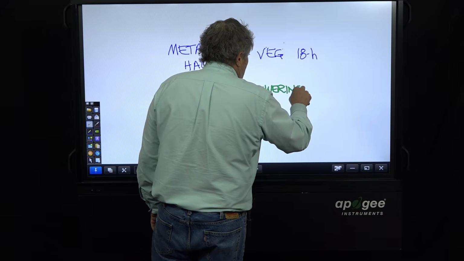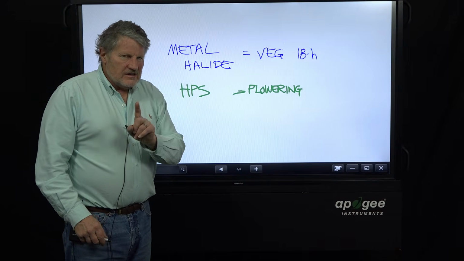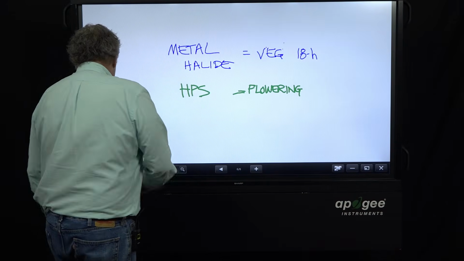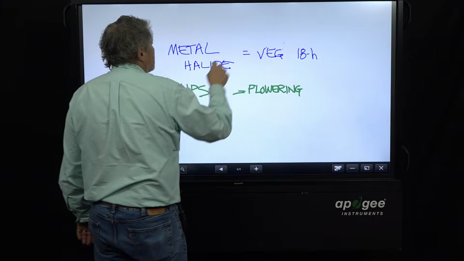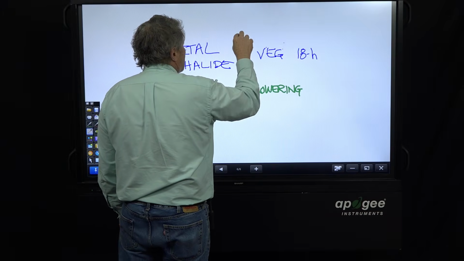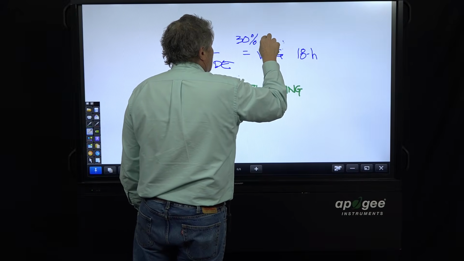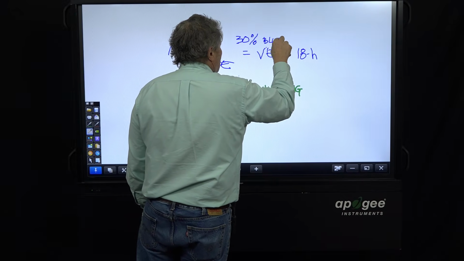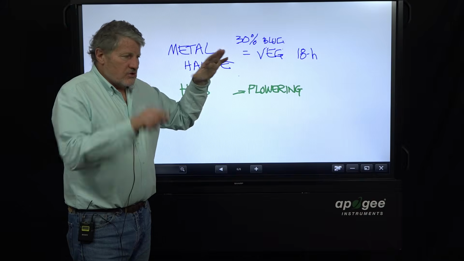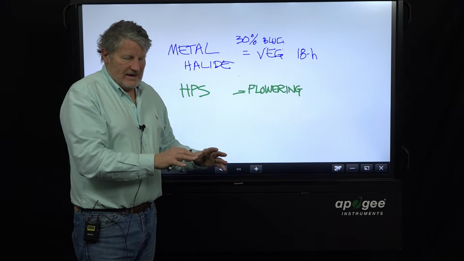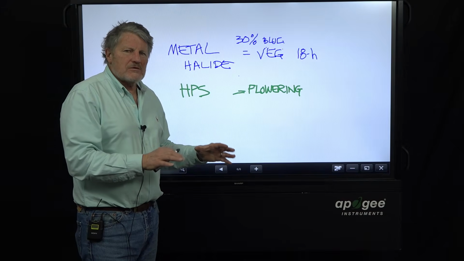Now, many people said, oh God, that's all a myth, and not exactly. Metal halide has 30% blue photons. 30% blue. Those blue, the higher the blue photons, the more compact the plant. So metal halide was very effective at making nice compact plants.